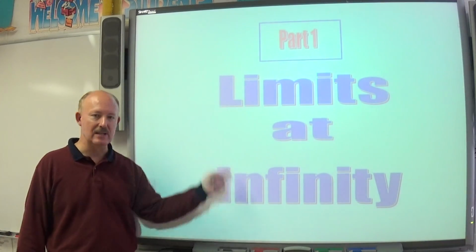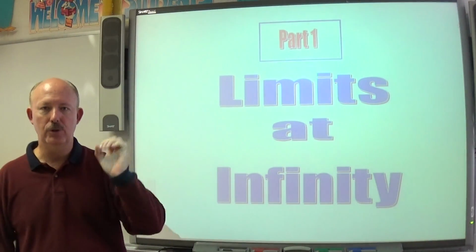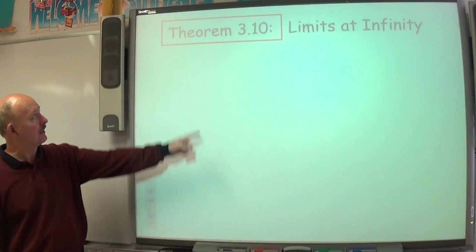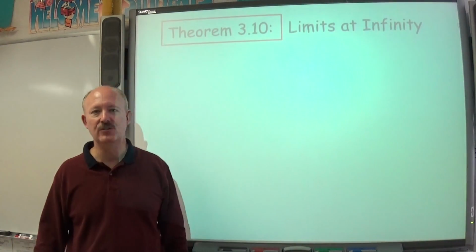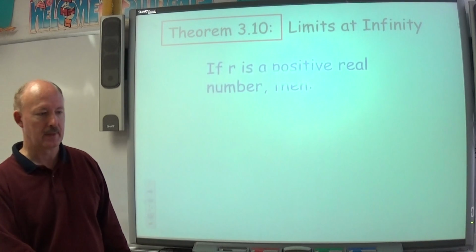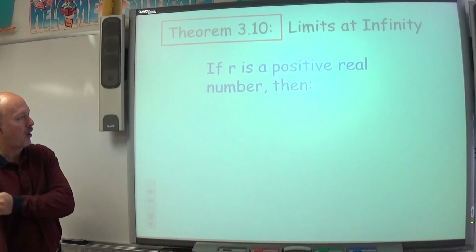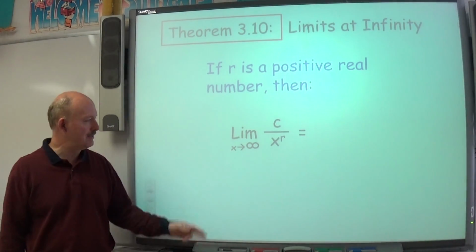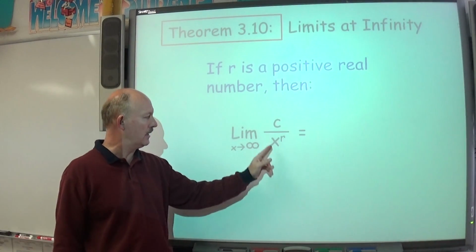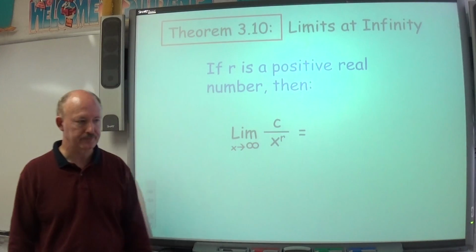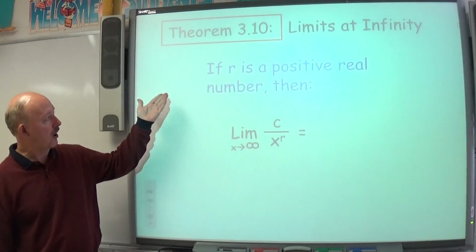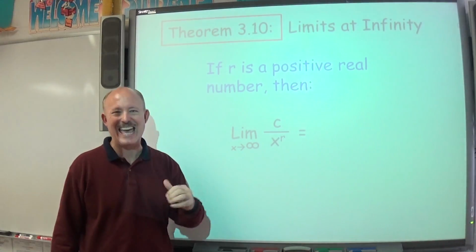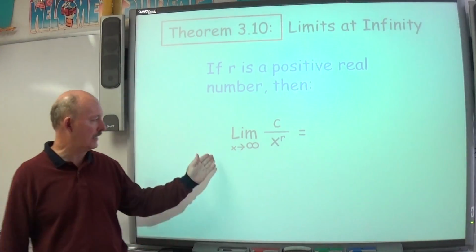Now we're going to divide this up into two parts. First thing we'll look at is limits at infinity. In part 2, we're going to look at describing horizontal asymptotes. But let's get started. Now in our textbook, we have Theorem 3.10, limits at infinity. Think about this as if r is a positive real number. Consider this fraction, the limit as x approaches infinity of c over x to the r. Once again, r is a real number, so x to some exponent, c divided by x to the r, as x approaches infinity.